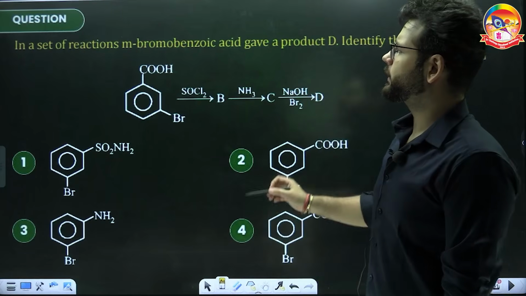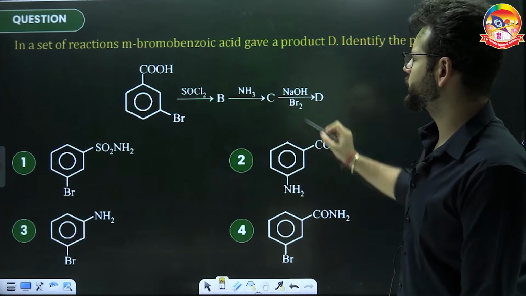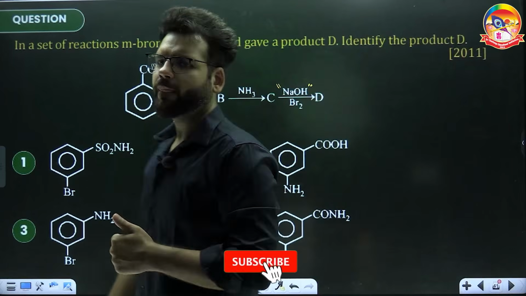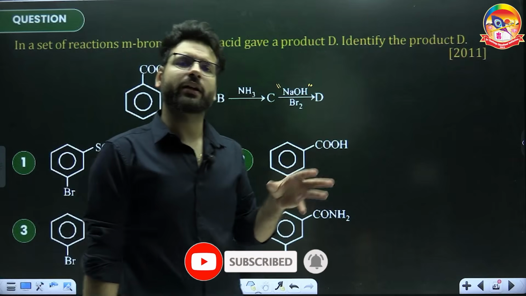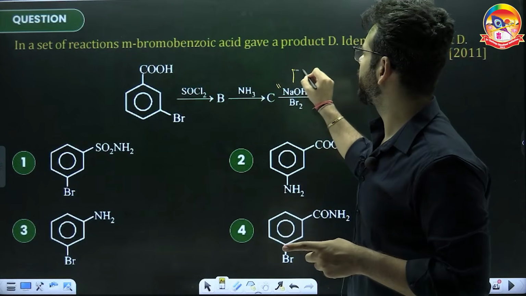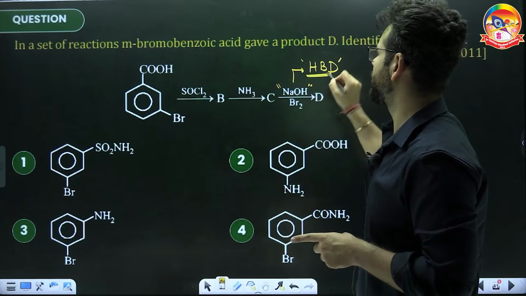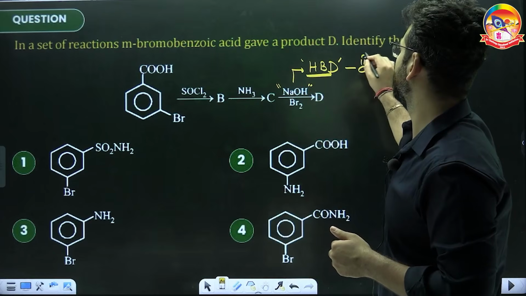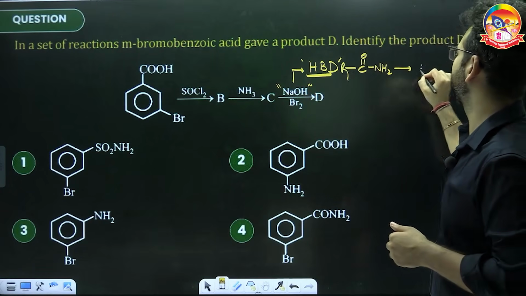The set of reactions are given. Okay, it is a very important reaction: as soon as I see NaOH plus Br2, I should either think of the haloform reaction if I have methylated ketones or primary alcohols, or I should think of Hofmann bromamide degradation, which converts primary amides to primary amines with 1 carbon less.